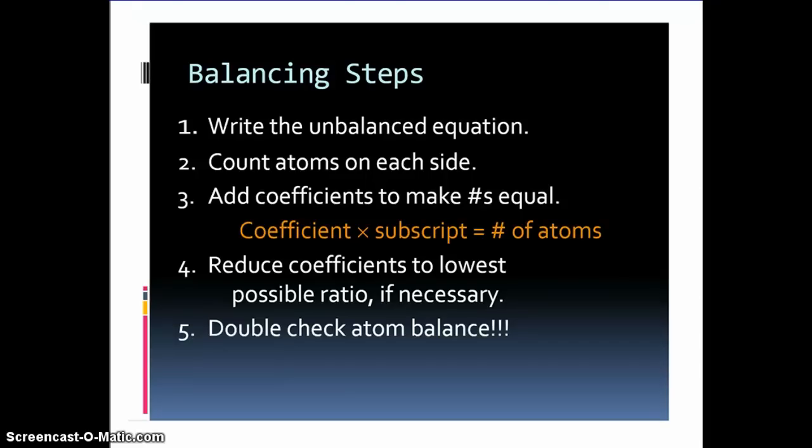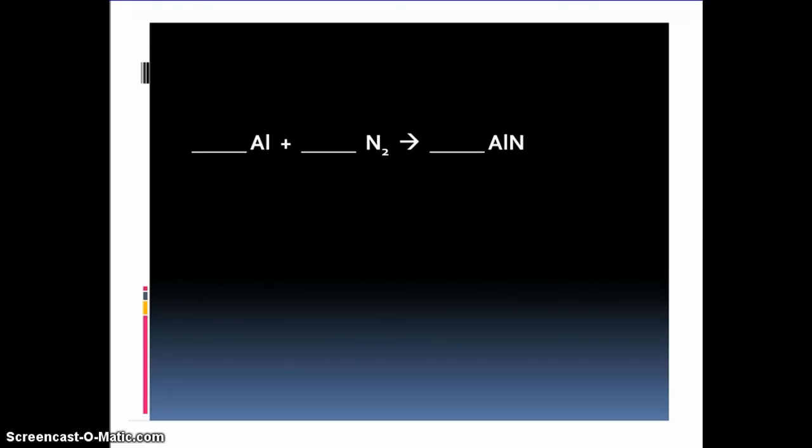Then we can reduce our coefficients, if necessary, to the lowest possible ratio. So we're going to make sure they're in the lowest possible ratio. If not, we'll reduce them. And then we want to double check, make sure everything went like we had planned. Okay, so we're going to look at this first example.